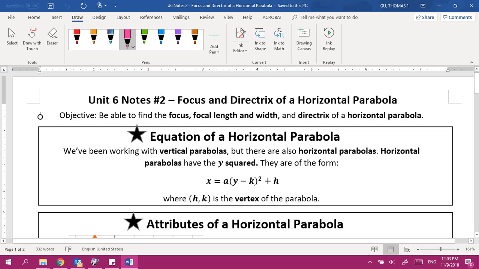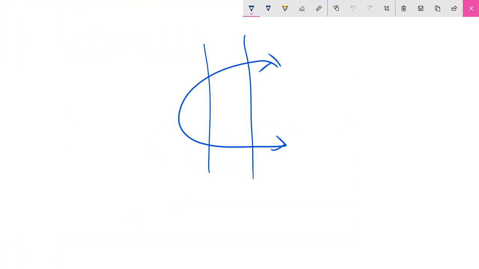Yesterday we did the focus and directrix of a vertical parabola. Today we're doing the focus and directrix of a horizontal parabola. Now just take note though, horizontal parabolas look something like this. They open to the right or they open to the left.